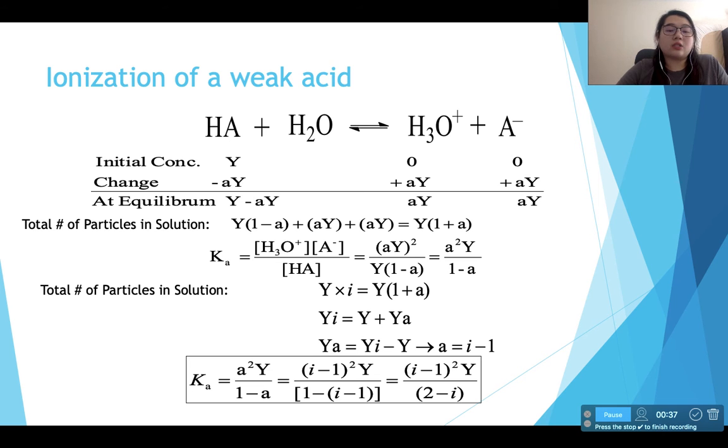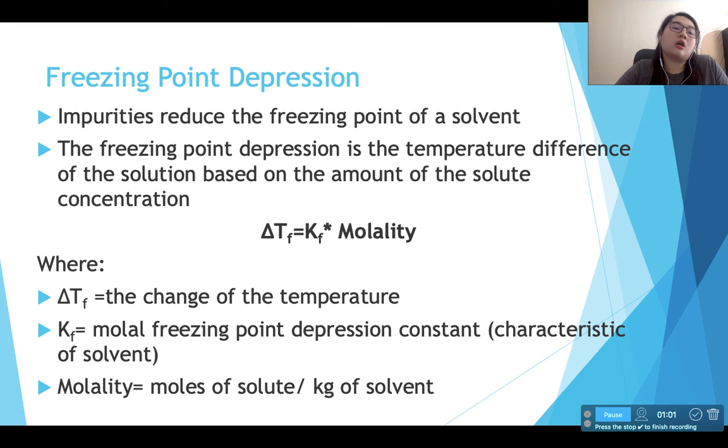So this leads to the derived equation method of calculating the equilibrium constants and the ionization of the carboxylic acids. Here we will be determining the a, and then using the a to define the i minus 1, and then we will substitute into the equation to determine the Ka value at each concentration. Freezing point depression is the reduction in the freezing point of the solvent, based on the temperature difference of a solution and the amount of solute concentration.